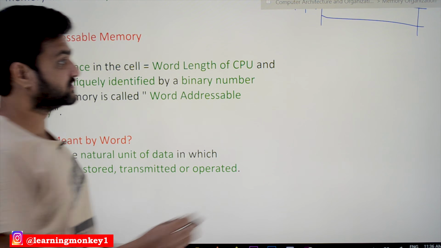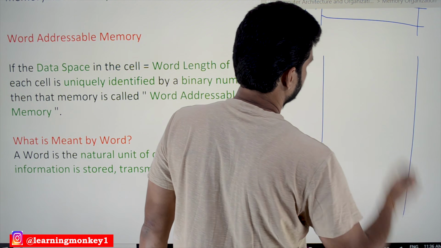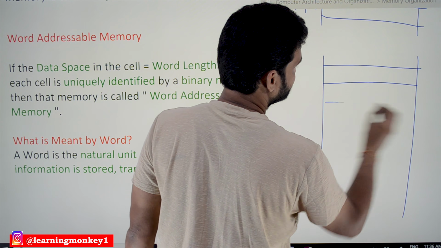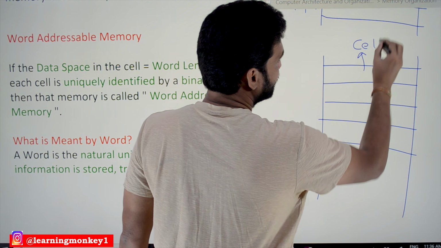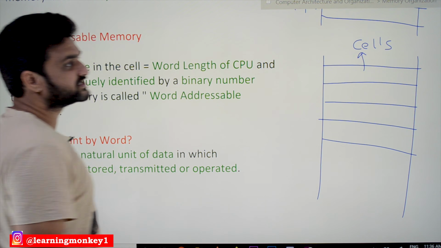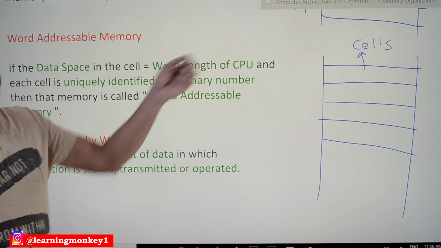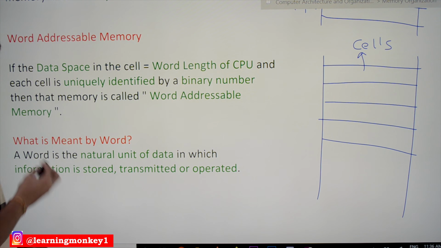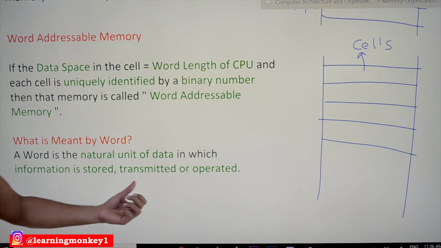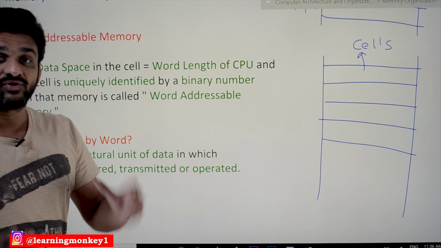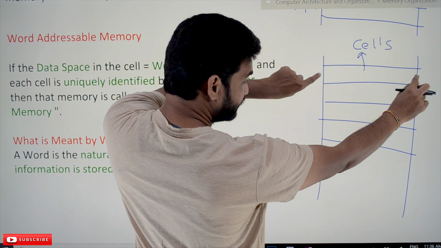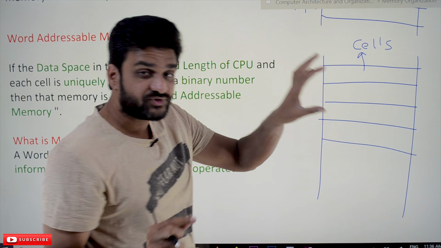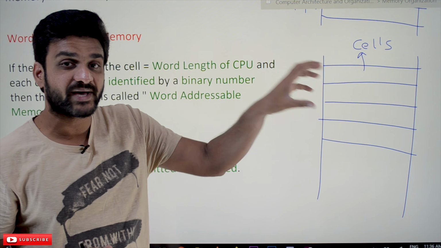Let's see this. This is our memory and these are cells, and each cell is capable of storing a word length of the CPU. What is meant by word length? A word is a natural unit of data in which information is stored, transmitted or operated. So a word is the natural unit of data. Every CPU has its own word capacity.